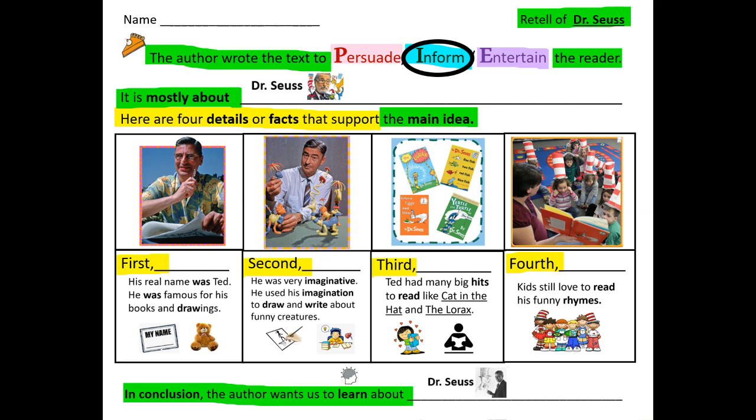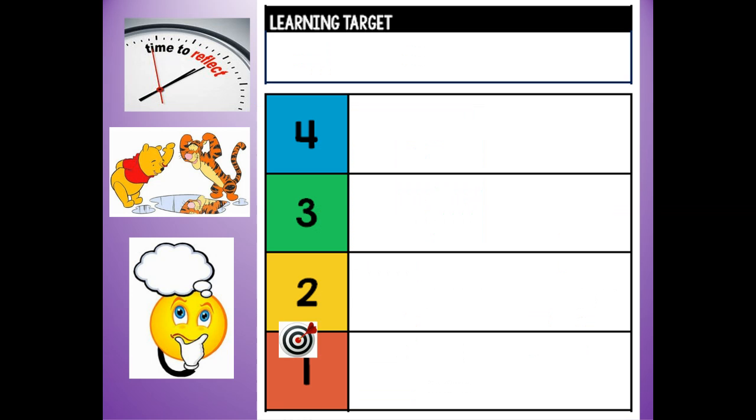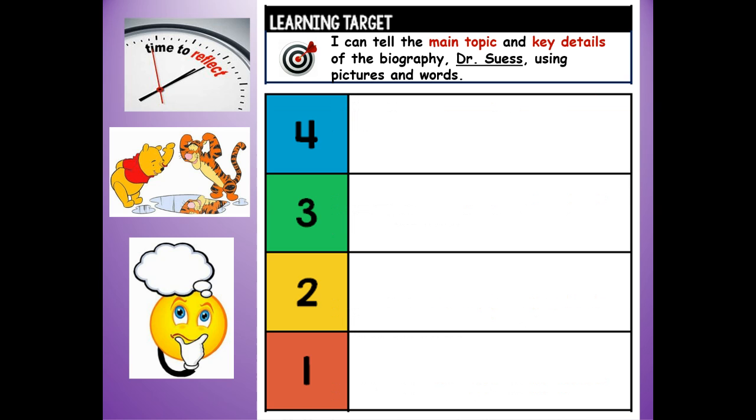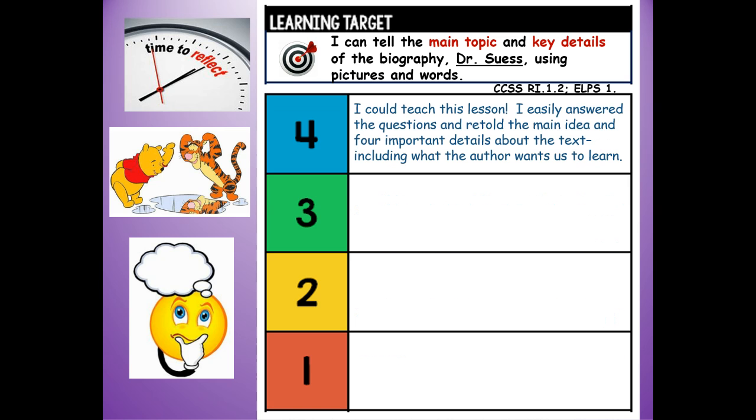Dr. Seuss. All right, let's reflect on our learning target. I can tell the main topic and key details of the biography, Dr. Seuss, using pictures and words. Would you give yourself a 4? I could teach this lesson. I easily answered the questions and retold the main idea and 4 important details about the text, including what the author wants us to learn.